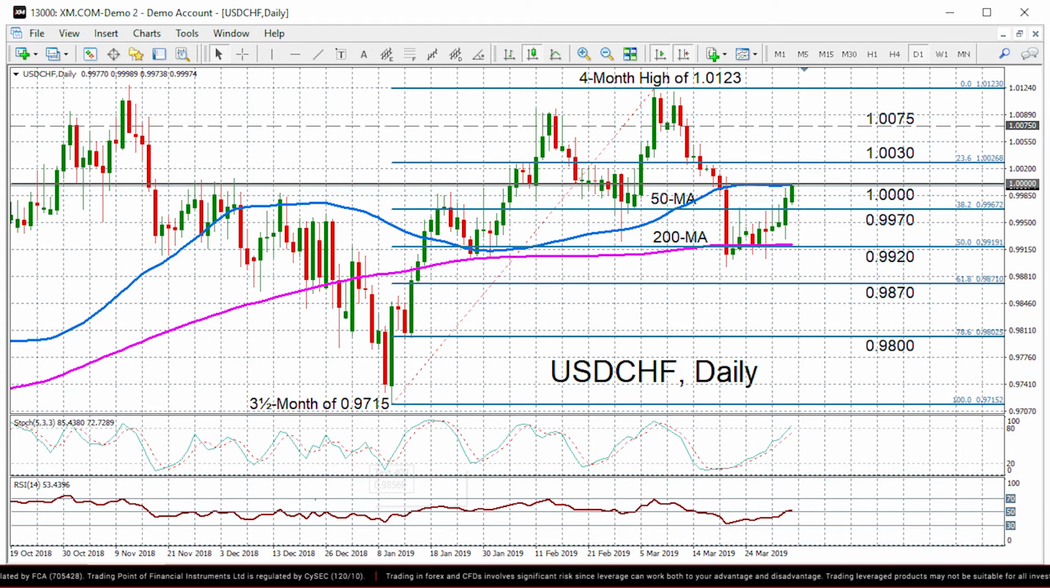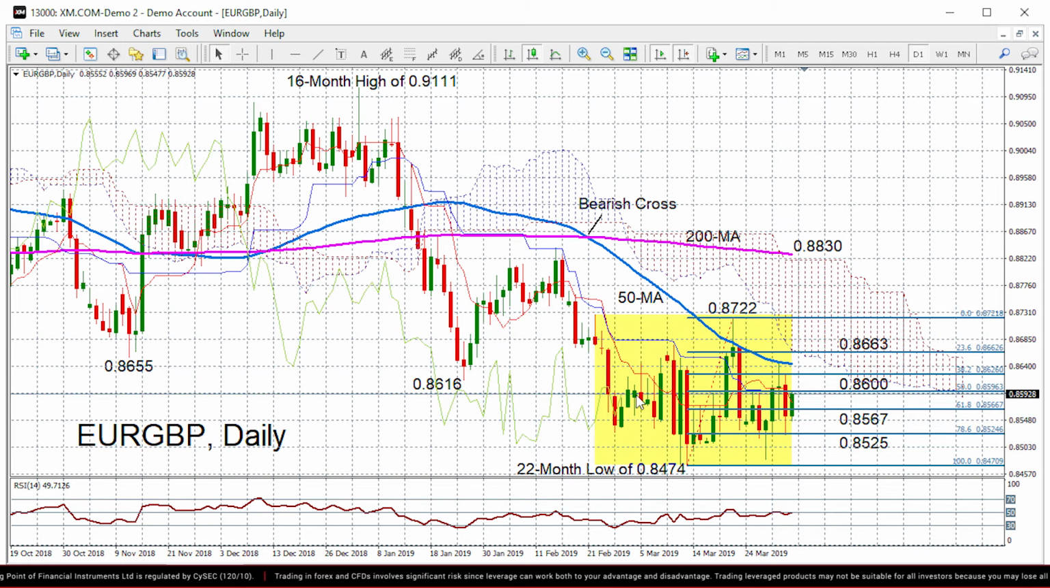Finally, let's have a look at the euro-pound pair. So euro-pound has been trading sideways for the past 1.5 months or so. At the moment, there is immediate resistance coming from the 0.86 handle. That's near the 50% Fibonacci retracement of the up leg from 0.8474 to 0.8722.